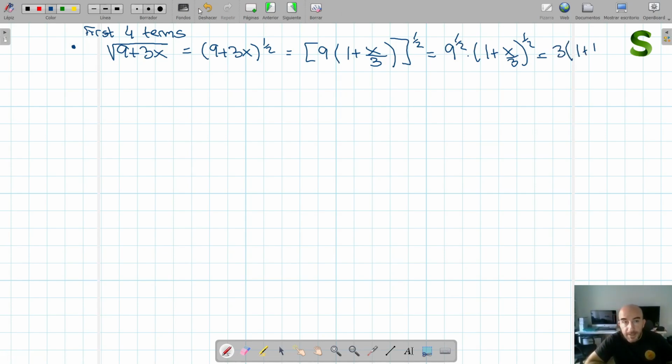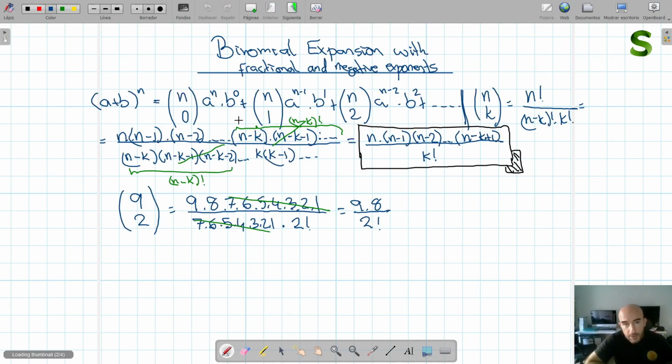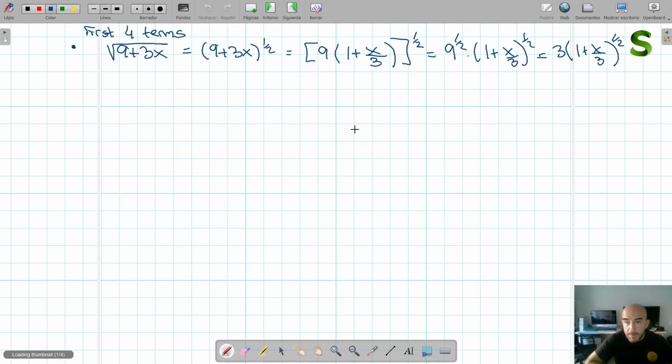So if we did this, it would mean doing the expansion of (1 plus x/3) to the power of 1/2. And this expansion with the 1 here is always easier. Why? Because all these terms of a to the power of whatever are going to be 1, because 1 to the power of whatever is 1. And it's going to be much easier. But as I said, I'm not going to do it like this, so that you can see you can obtain the same result either way. I'm going to do it without the factorizing.